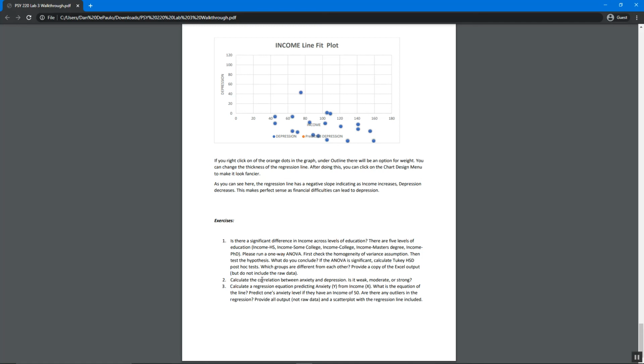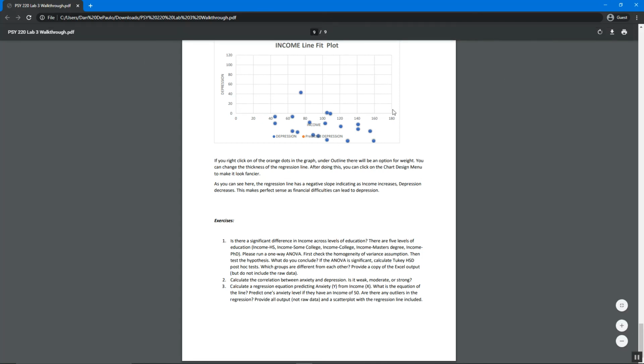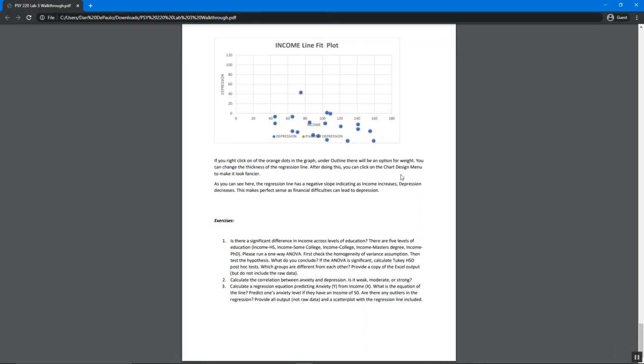And then two, calculate the correlation between anxiety and depression. Is it weak, moderate, strong? Tell me what you think. And calculate the regression equation predicting anxiety from income. What's the equation of the line? Predict one's anxiety level if they have an income of 50. And are there any outliers? So all the stuff I just went through with the different variables in here, pretty basic. I'm going to fix this scatter plot for you because when I copied it over, all the dots went all over the place. So I'll fix that. And that's it. And I think I just went through basically everything you have to do.